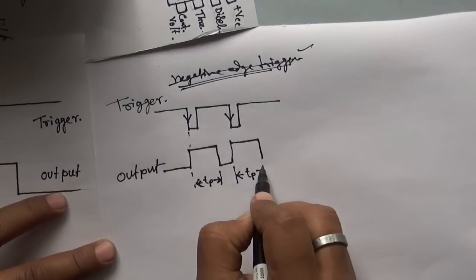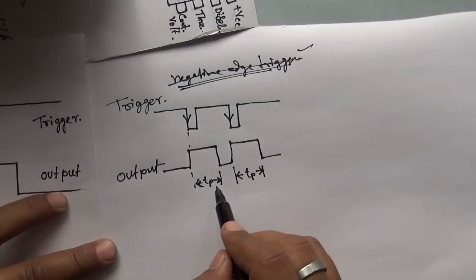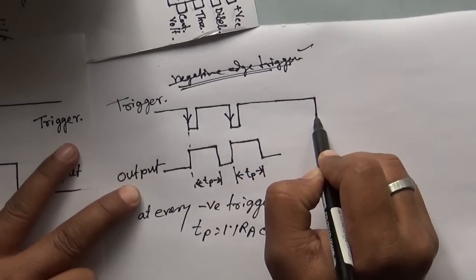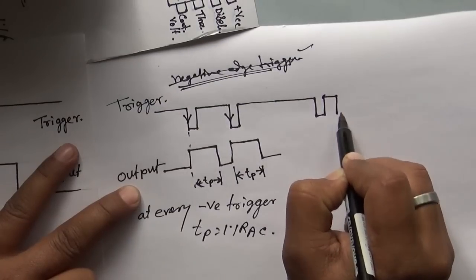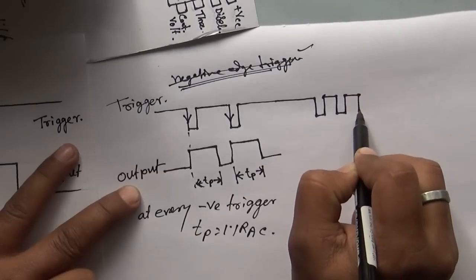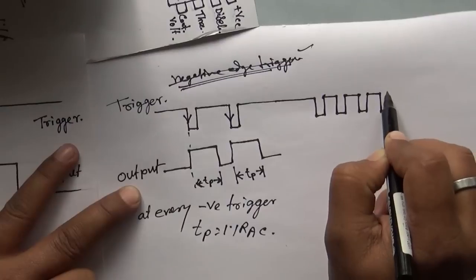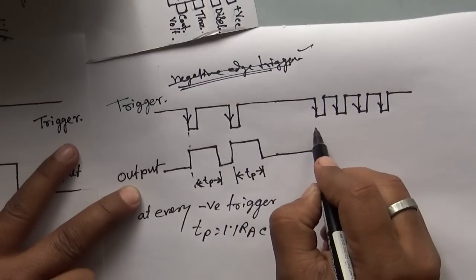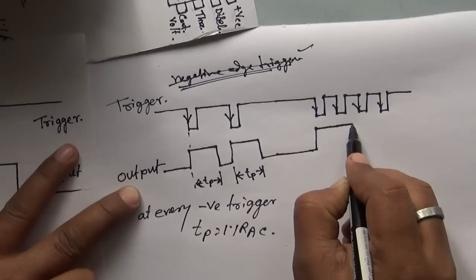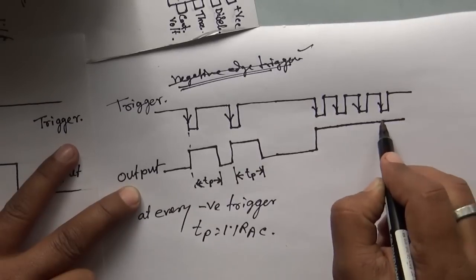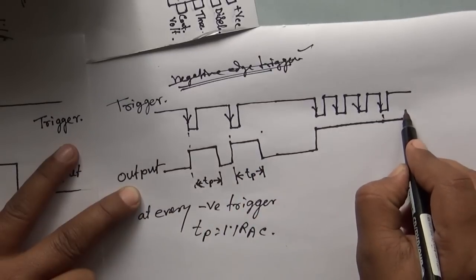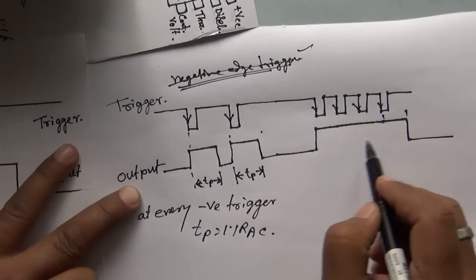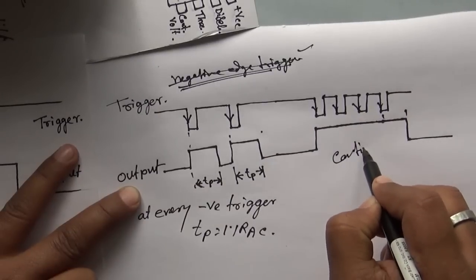But in case our trigger comes fast, here my triggering input is much faster. The time of the next trigger after the previous is less than TP. After every triggering, the IC counts TP, and if we trigger again before the output goes low, the timer counts from the first. After the last triggering, the timer counts TP, which is 1.1 RAC, and it will make the output low, and we get a continuous output range.